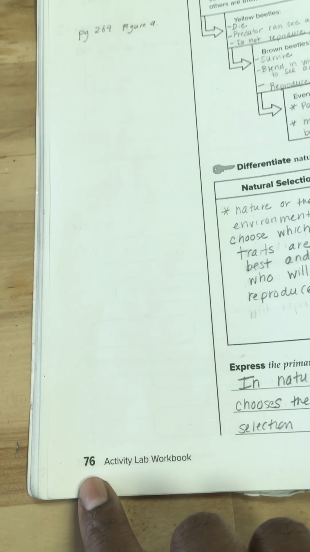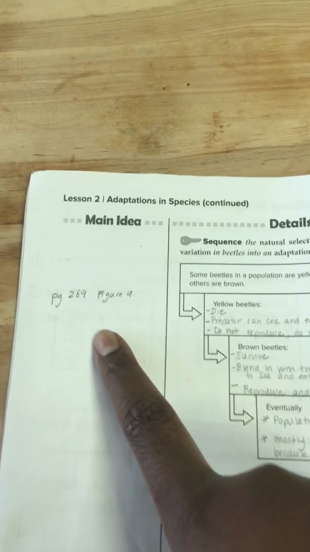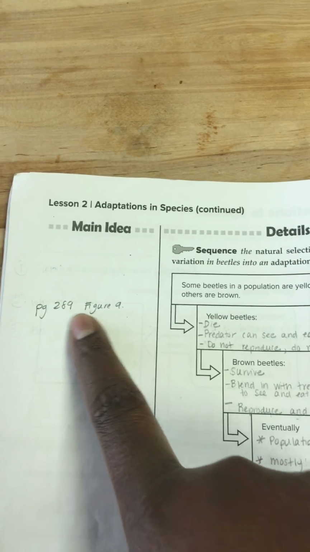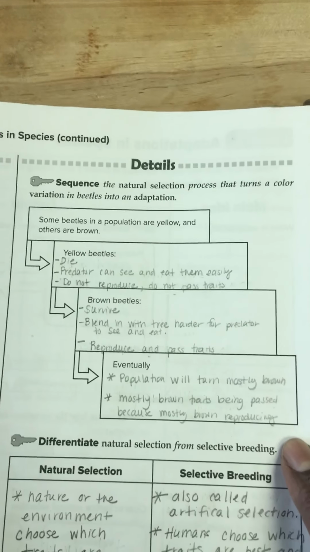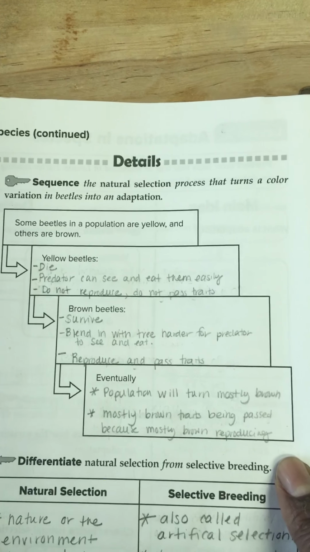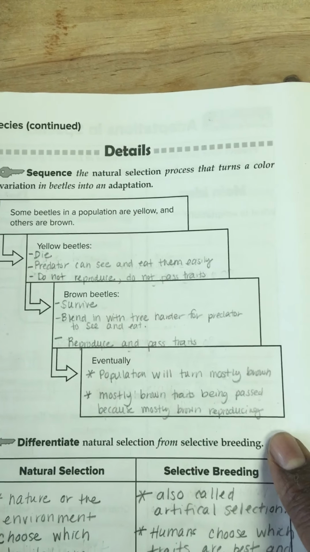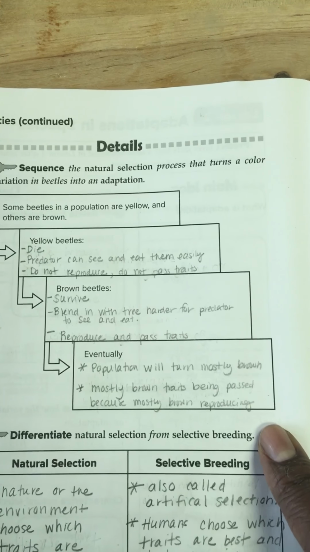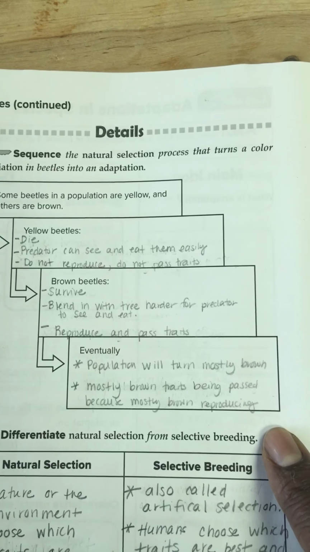All right, girls, this is page 76, and we're going to start up here. I found this information on page 289, figure 9, and Miss Natasha actually gave these notes on a slide on a PowerPoint. So when you look at that picture, you see that there are yellow beetles and there are brown beetles. And that's a population of beetles. And a population just means the same type of organism that lives in the same place.